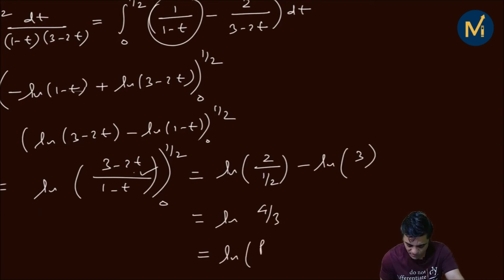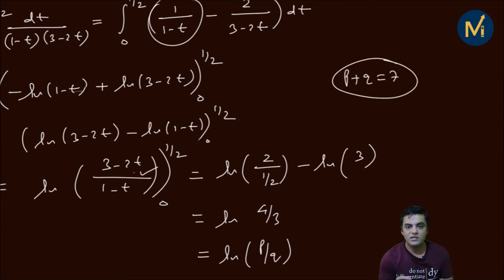If you remember, the problem was this integration is of the form ln of p by q, where p and q are relatively prime positive integers. You can check. This satisfies all conditions. That's why p is equal to 4, q is equal to 3. The problem was p plus q, so p plus q becomes 7. This is the answer.